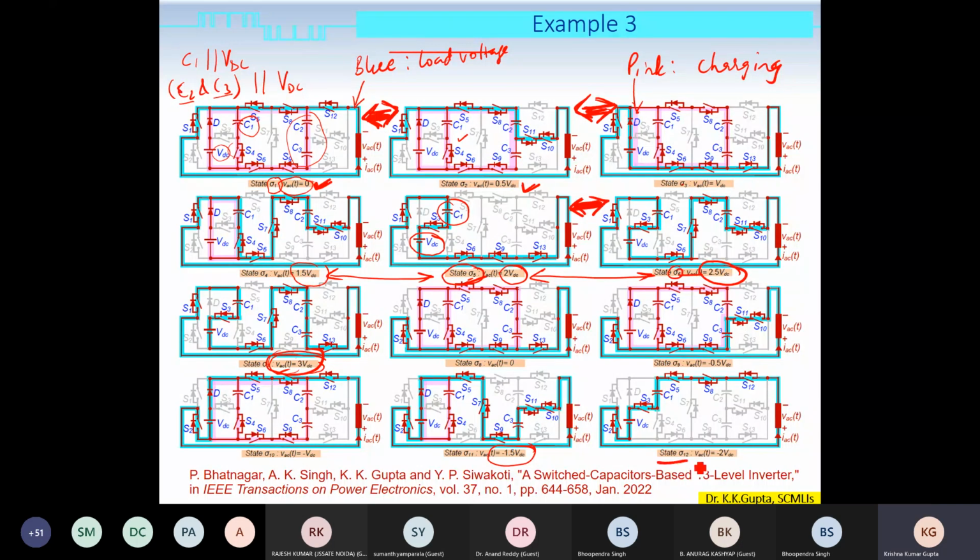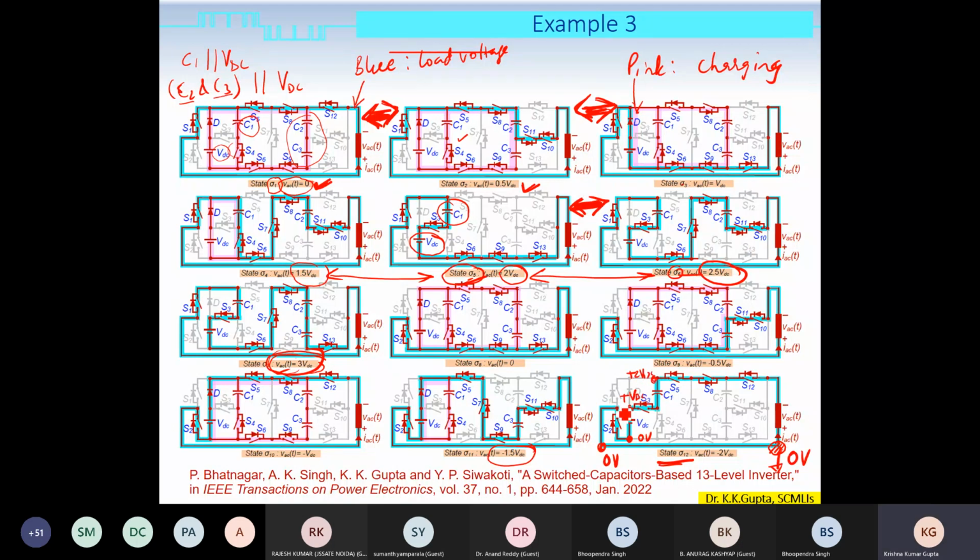For example, I analyze this state sigma 12. So my approach is like this. This is how I do it. I am considering this point as my reference. So this is 0 volts, which means that this is also 0 volts. S2 is on, which means that this potential is 0 volts. This will be plus VDC. And since S3 is on and this potential is plus VDC and C1 is charged to VDC, this potential will be plus 2 VDC.